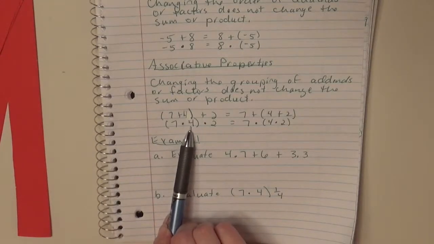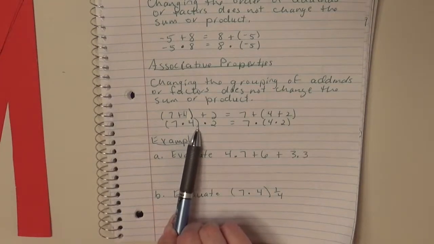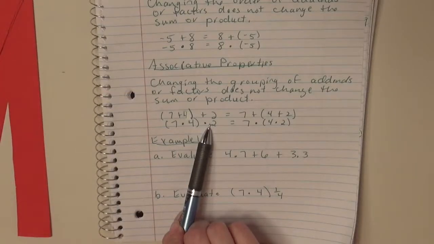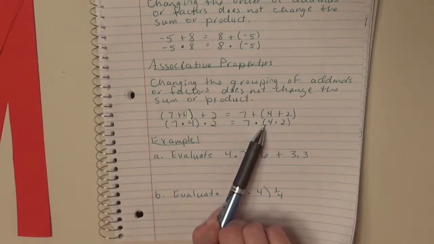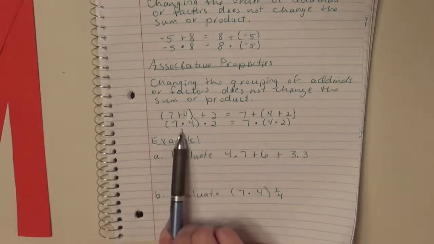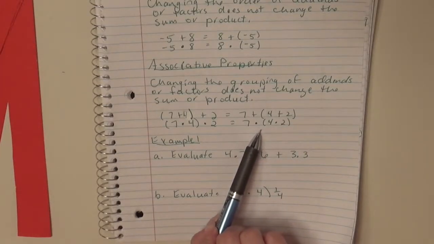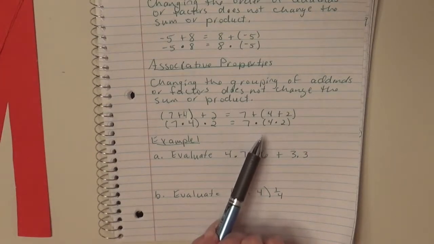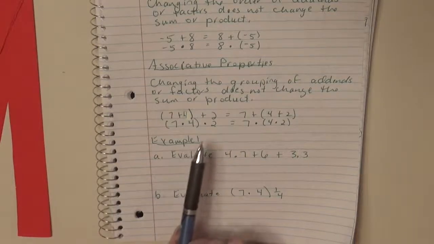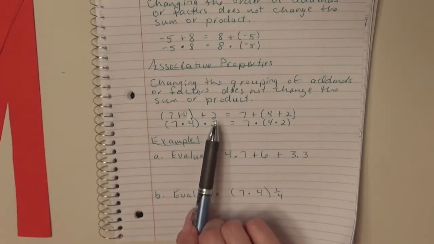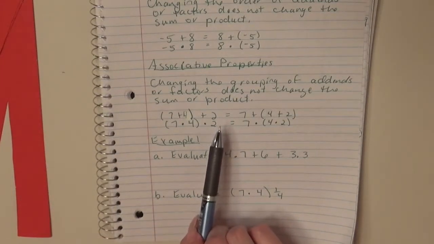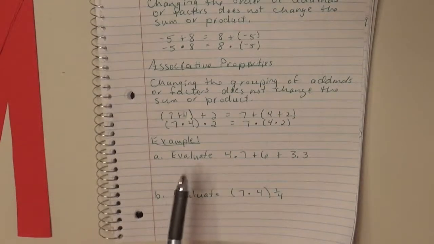7 times 4, and then if you multiply that by 2, will give you the same answer as if you first multiplied 4 and 2 and then multiplied 7. Again, order did not change. The only thing that changed was the way that we approached the problem and what we did first. Okay, now these properties are very useful because they can help you do problems faster. They can help you with mental math.